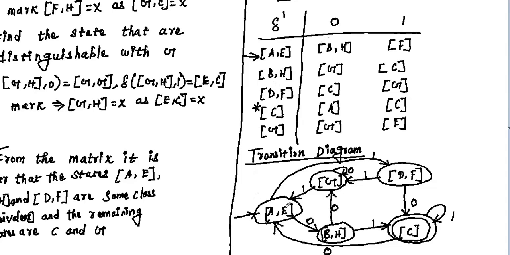So AE0 goes to BH, and AE1 goes to F. BH0 goes to G, BH1 goes to C. DF0 goes to C, DF1 goes to G. Next C0 goes to A, C1 goes to C itself. G0 goes to G itself, G1 goes to E.